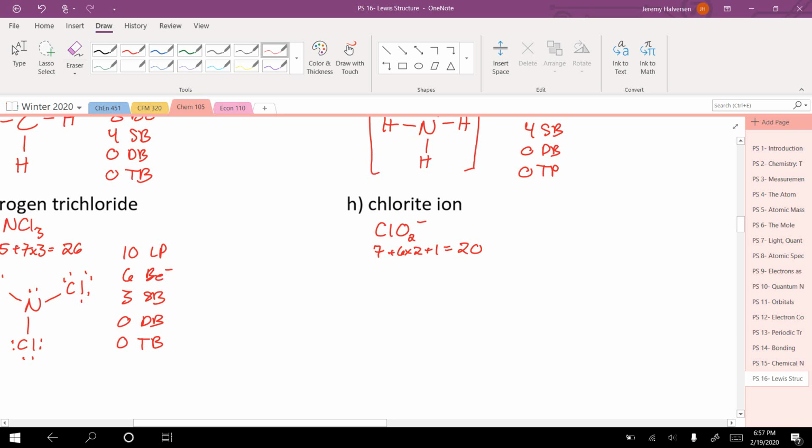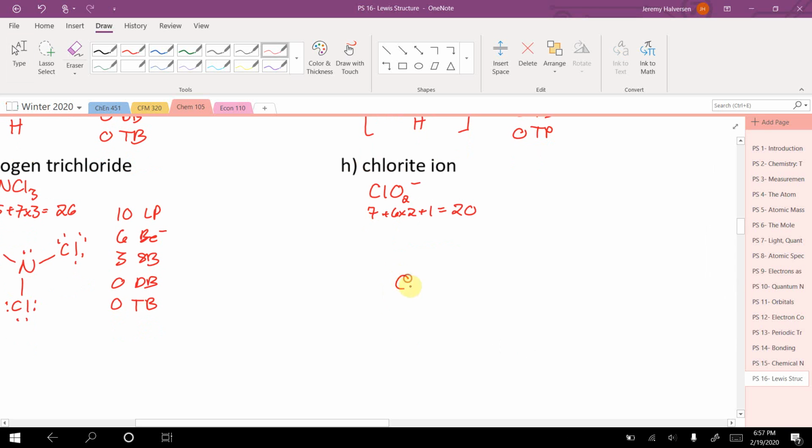Chlorine is the least electronegative, so we're going to have chlorine with my 2 oxygens. 20 electrons. I've used 2, 4, 6, 8, 10, 12, 14, 16, and then 18, 20. There we go. Okay, next step is to calculate formal charge.